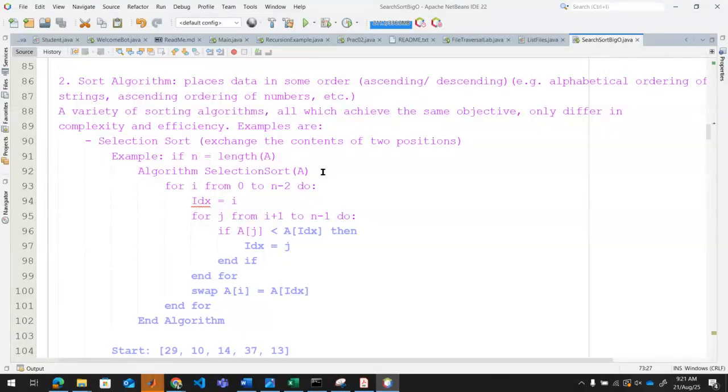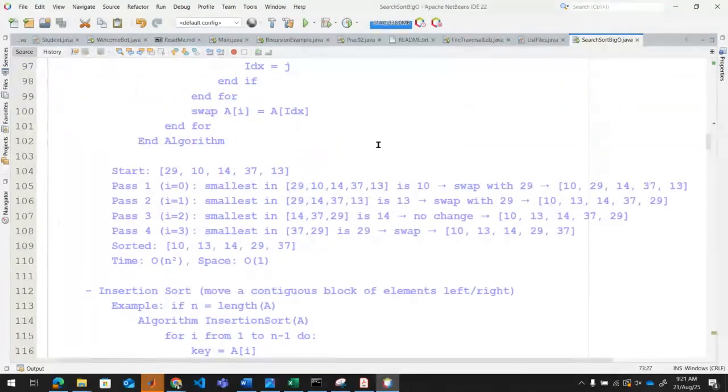All right. Okay. Let's look at some numbers. Numbers will make it much easier to understand. Okay. So here we have 29, 10, 14, 37, and 13. So if we try the first one, when i is equal to 0, we'll be able to identify that 10 needs to be swapped. So we'll swap that out there, and we'll have 10, 29, 14, 37, 13.